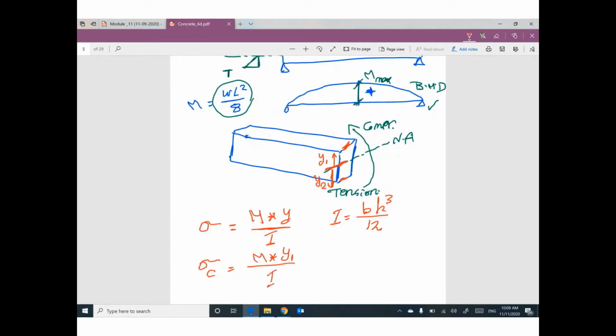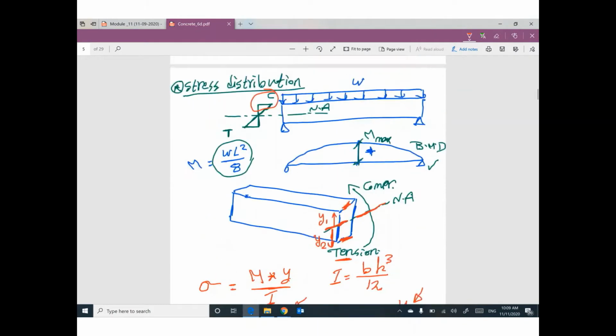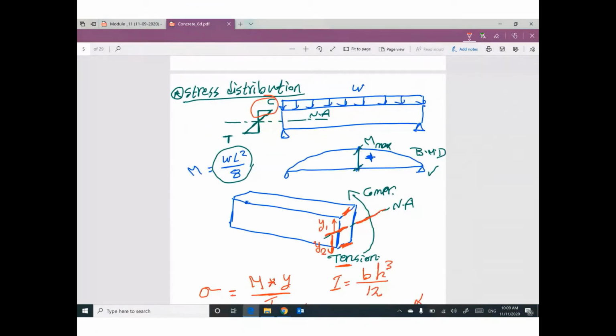If you are looking for sigma tension, it will be M times Y2, the distance between this neutral axis and the bottom fiber. Why bottom fiber? Because at the bottom we have tension, divide I, the same I with the same moment, but probably we have different Y. So if you give me a beam with uniform distributed load, I can figure out the stress distribution, and I can tell you what is the tensile stress here and what is the compressive stress there at this fiber and this fiber.